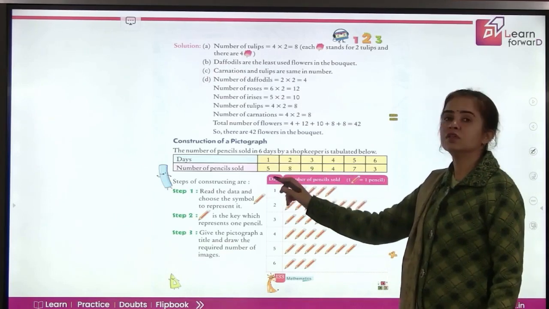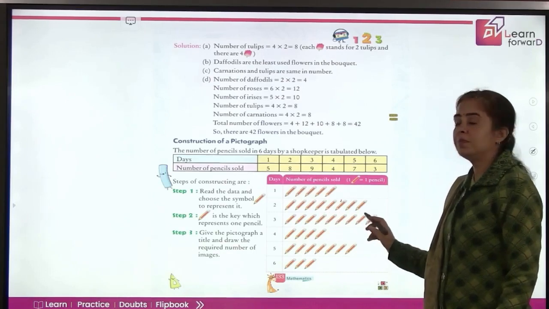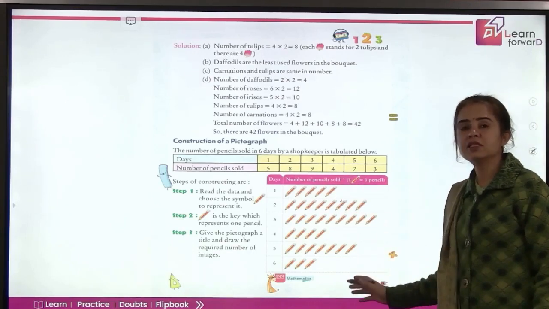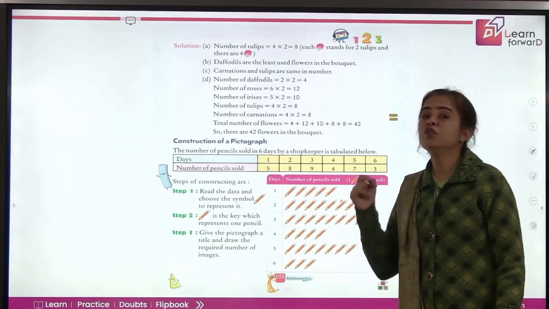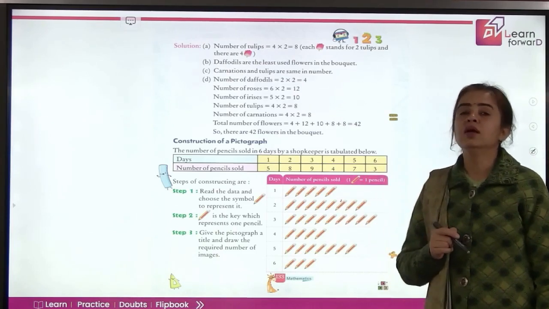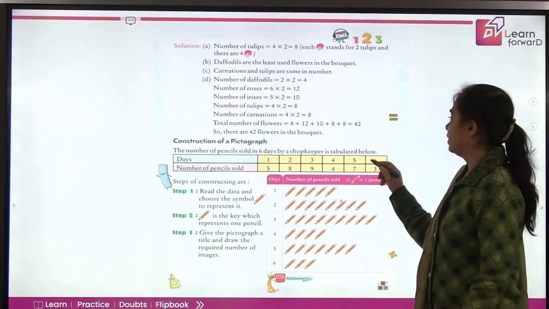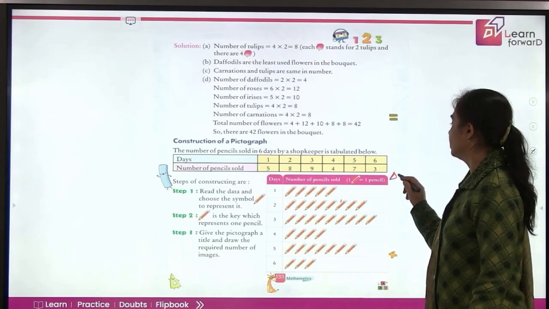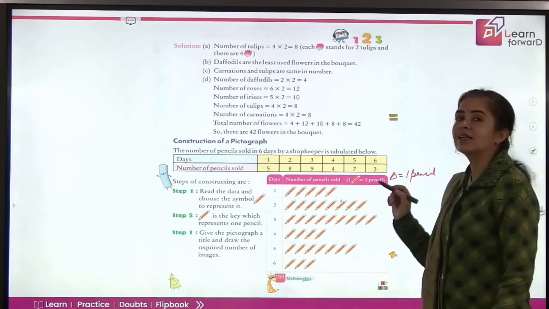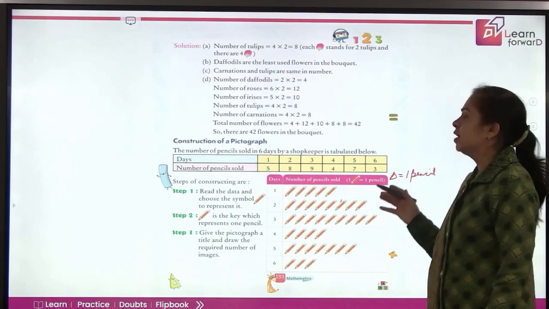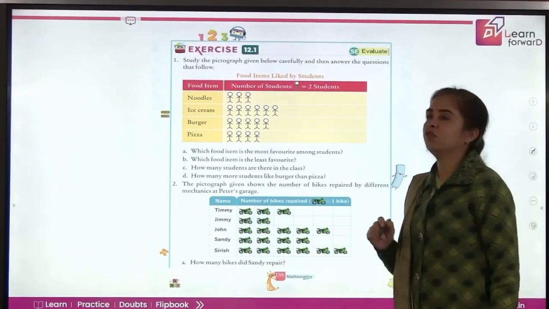That means for the first day you will be drawing 5 pencils. For the second day you will be drawing 8 pencils. For the third day 9 pencils, and so on. So, it is very easy to draw pictographs, and if you feel any of the pictures you want to draw is difficult for you, you can use any shape and then write here that a triangle is equal to 1 pencil. So, that is to make your task easier, right? Especially when the pictures, the objects to be shown here are a little difficult.